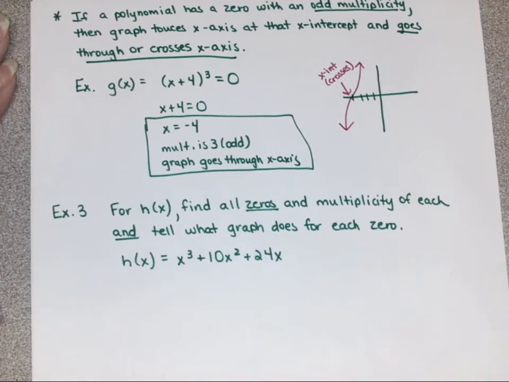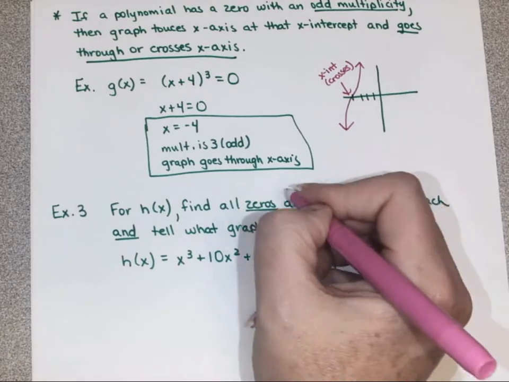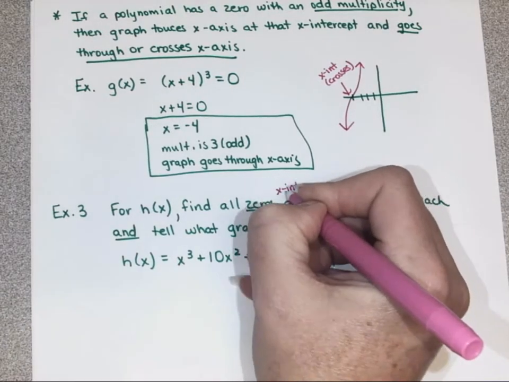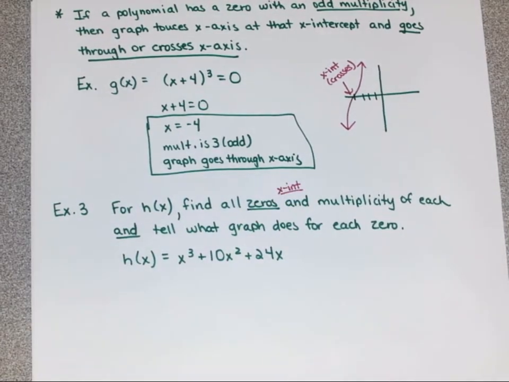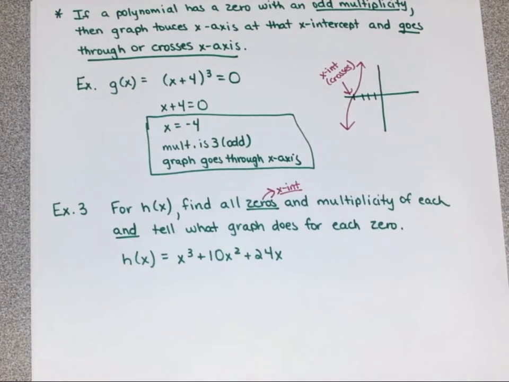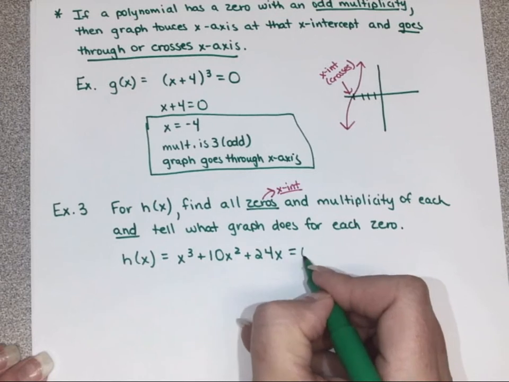So when you see zeros, what do I want you to kind of think? What's another name for zeros? Yes, x-intercepts is really what it's asking for. Okay, so zeros and x-intercepts are the same. So in other words, what am I wanting you to set y equal to then? Set y equal to 0.